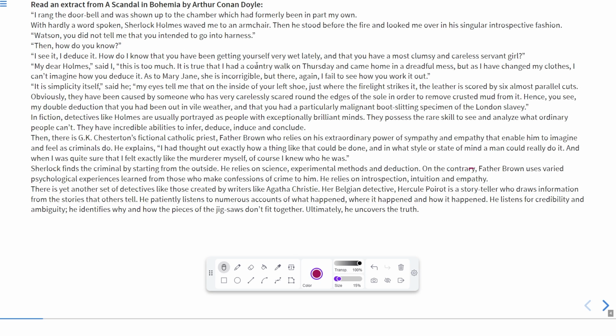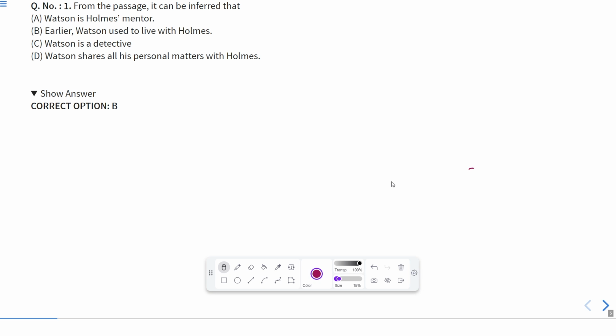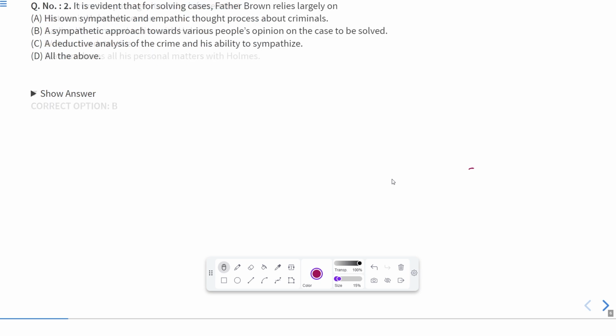As you can see, it is directly given in this line, which had formerly been in the part of my own. So according to this line, the very first line of the passage, it can be concluded that the correct answer is B, that earlier Watson used to live with Holmes. Okay, now let us move to the next one.